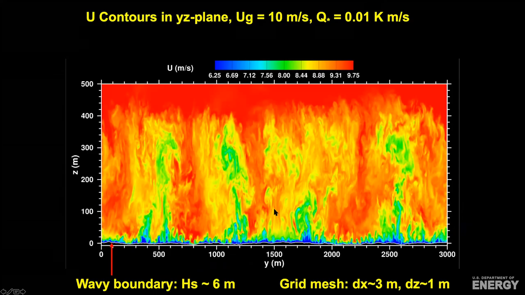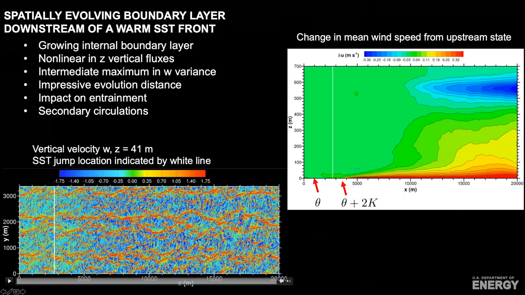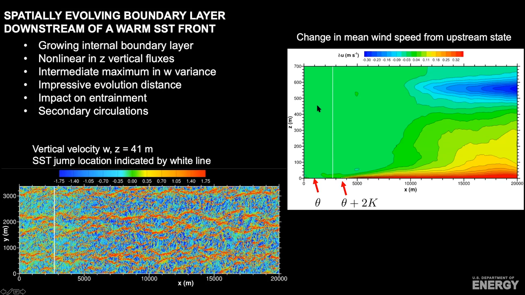Okay. The second example is a brand new one that I briefly alluded to. It's the spatially evolving boundary layer downstream of a warm SST front. Okay, so if you look at the cartoon on the right, here's X, here's Z. This part of the water is warm, and this part of the water to the right of this white line is warmer. It's theta plus 2K.